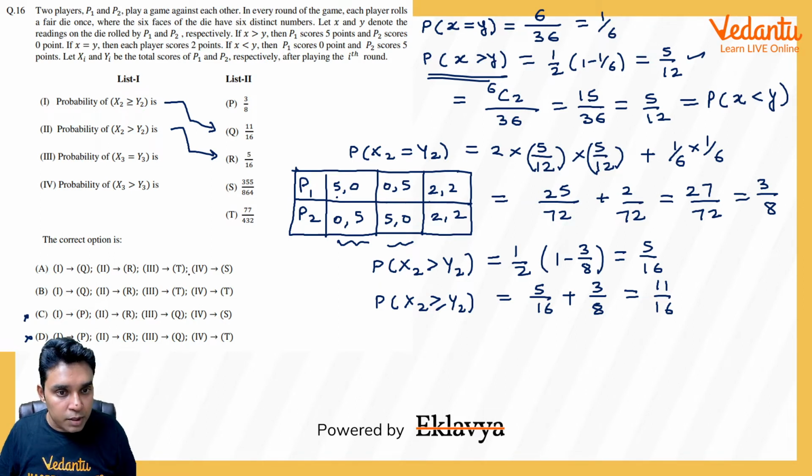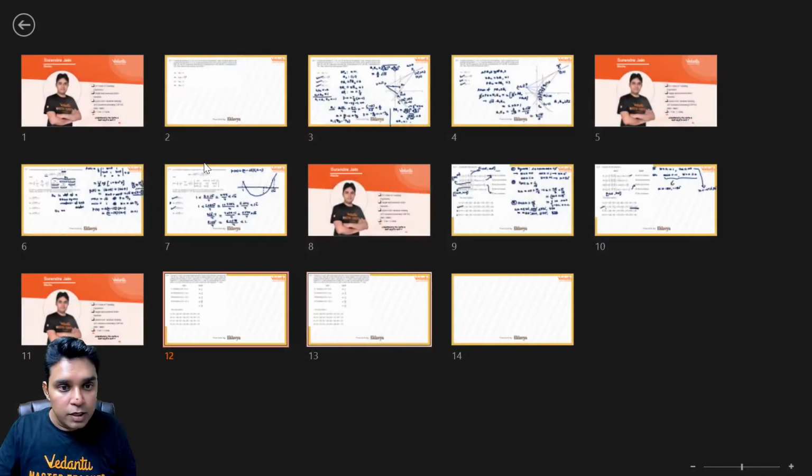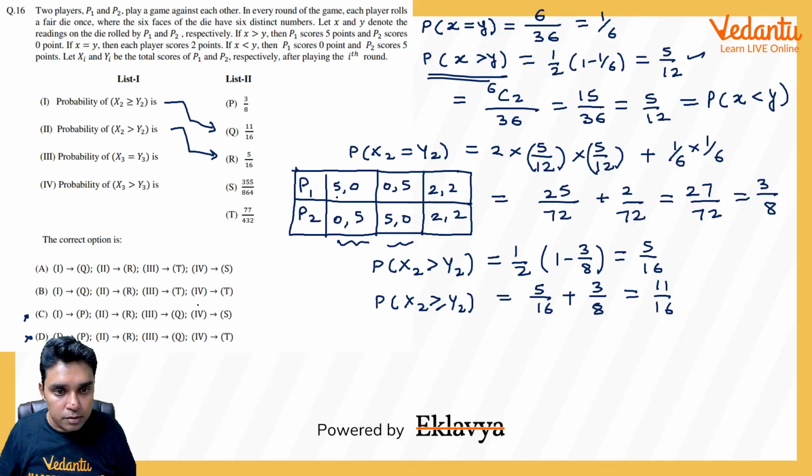Now third option, both are giving T. So I think the fourth one will decide who will be the answer. But once again, if I go with this approach, I think I need to find x3 equal to y3 first, and then x3 greater than y3. Okay, so let us do this part on the next slide.